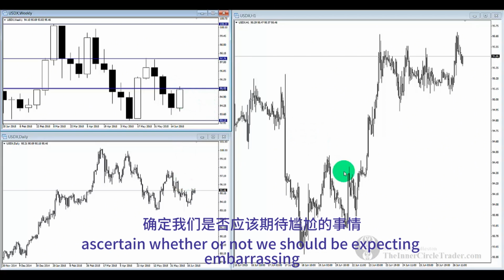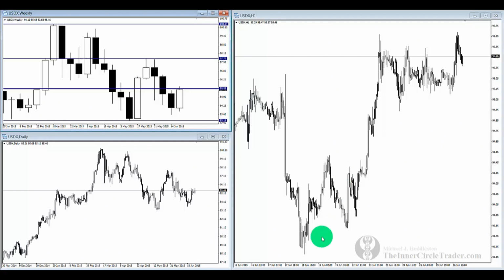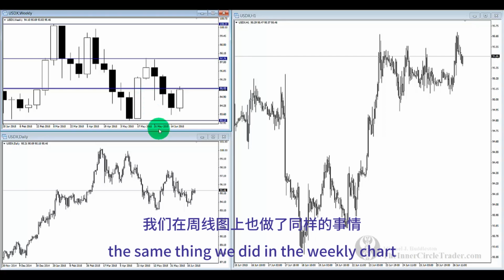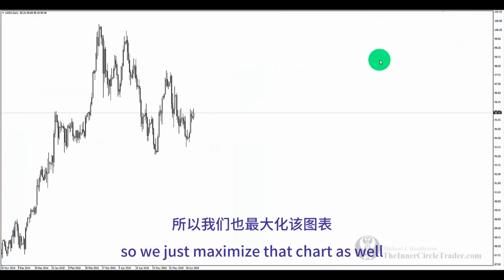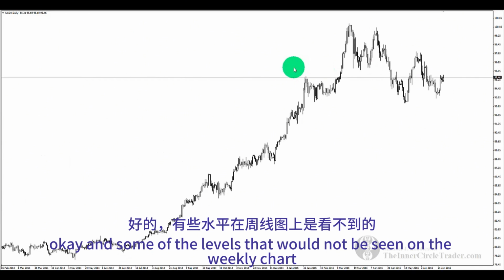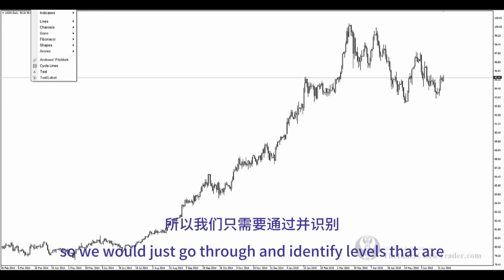And then as we trade to these levels on the higher time frames, we'll be able to ascertain whether or not we should be expecting bearishness, a pause if it's been advancing, or an all-around reversal. So the same thing we did in the weekly chart, we'll do on the daily chart here. We just maximize that chart as well. Some of the levels that would not be seen on the weekly chart, we have a lot more detail in here, so we would just go through and identify levels that are useful.